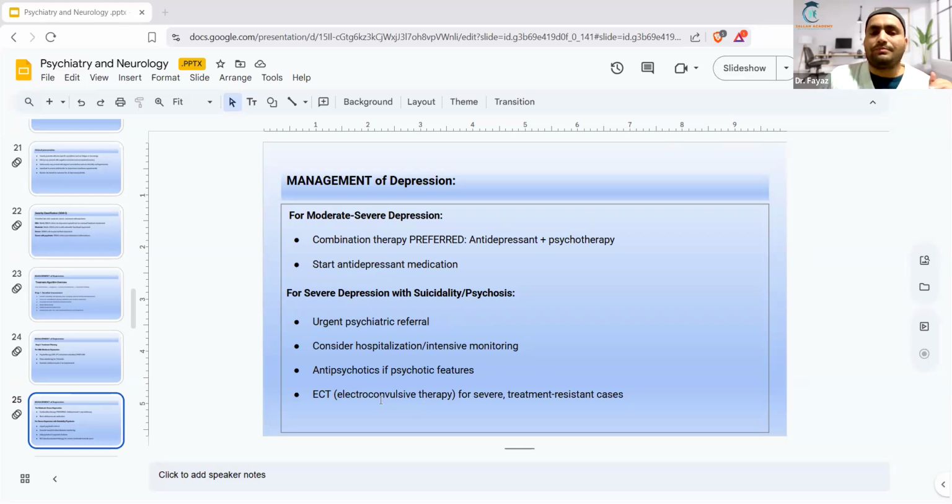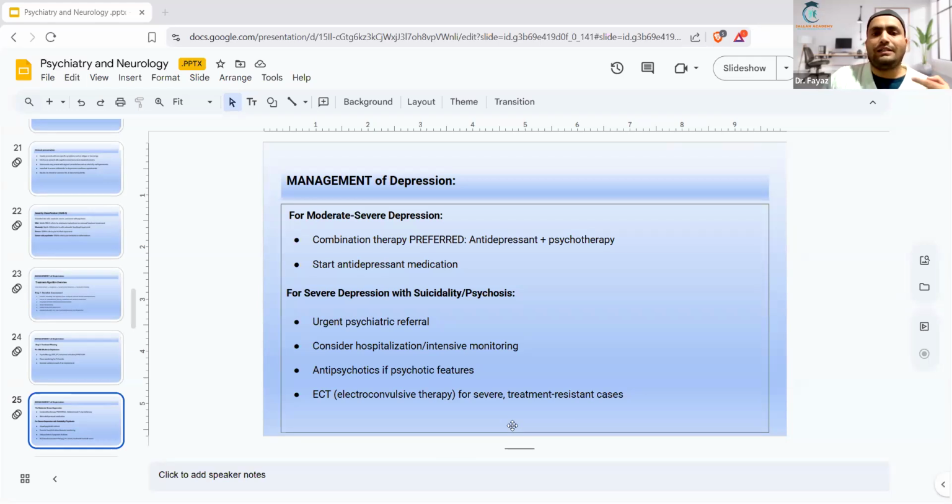There is a new treatment modality that we call electroconvulsive therapy. Basically, 1 or 2 electrodes are placed on the temporal area, and electricity or electric shock is given to cause a convulsion. This helps with controlling depression symptoms. Sometimes it can help with psychosis too.